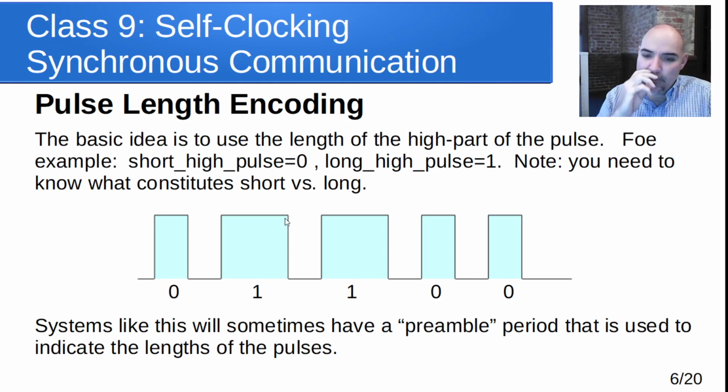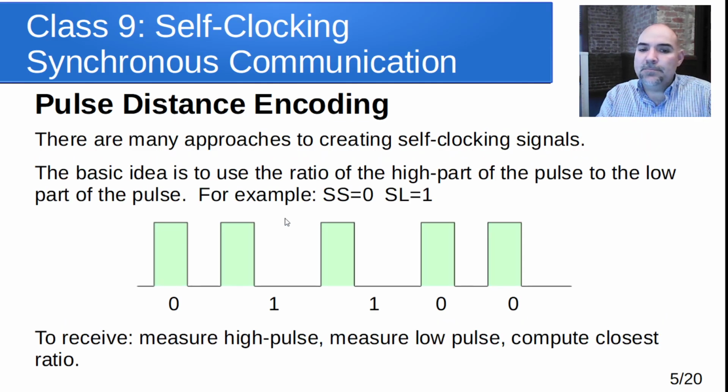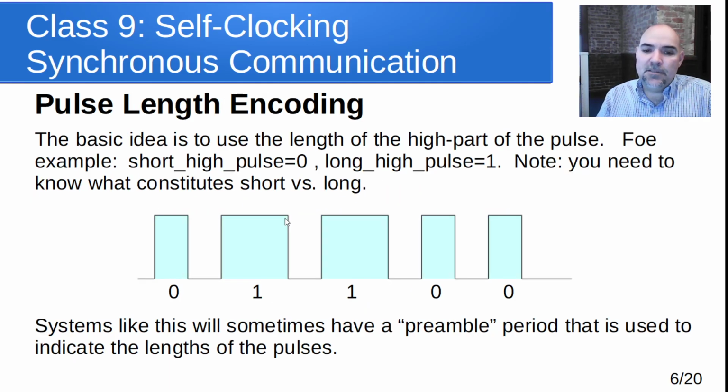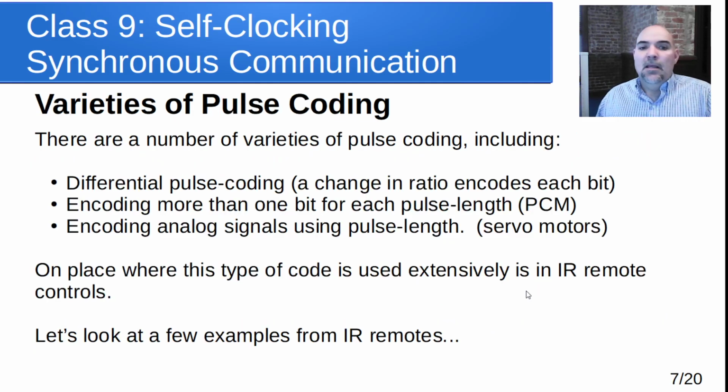This one's a little bit more time sensitive than the previous one that we looked at, but it still looks just like a clock, meaning it just goes high and low, but we're also encoding 0s and 1s in the length of those high parts. And there are a variety of those pulse coding schemes that we're not going to look at right now.